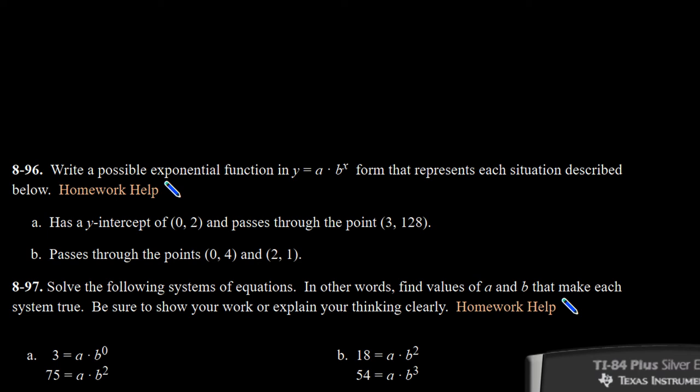First question, 96, says write a possible exponential function in y equals a times b to the x form that represents each situation described below. So the first one, A, has two properties. They're telling me that it has a y-intercept that's located at (0, 2), and that it also goes through the point (3, 128).